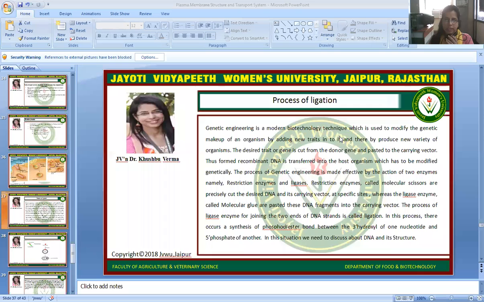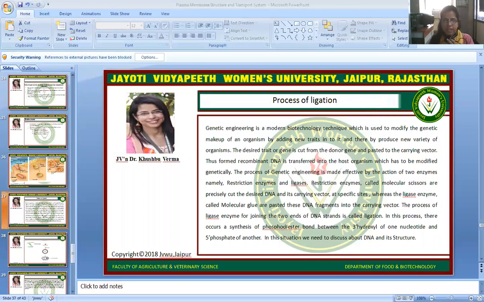Genetic engineering is a modern biotechnology technique which is used to modify the genetic makeup of an organism by adding new traits into it and thereby produce a new variety of organisms. The desired trait or gene is cut from the donor DNA and pasted into the carrying vector. This pasting is basically the ligation process. The formed recombinant DNA is then transferred into the host organism which has to be modified genetically. Where we need the modification, we will incorporate the recombinant vector into that particular organism.